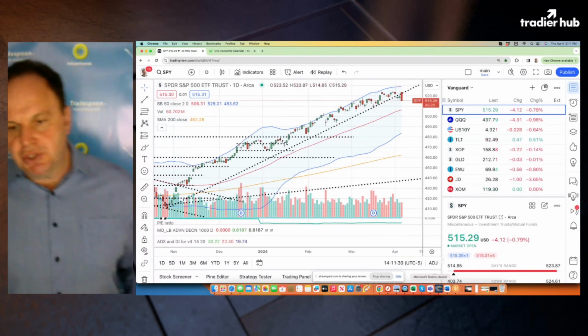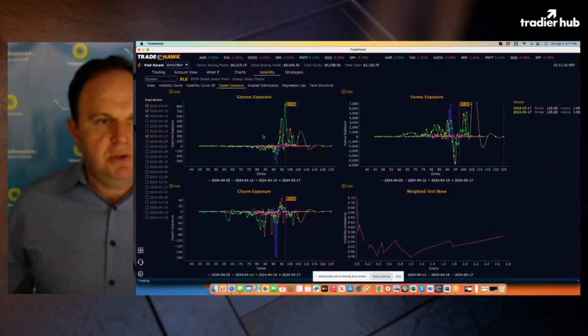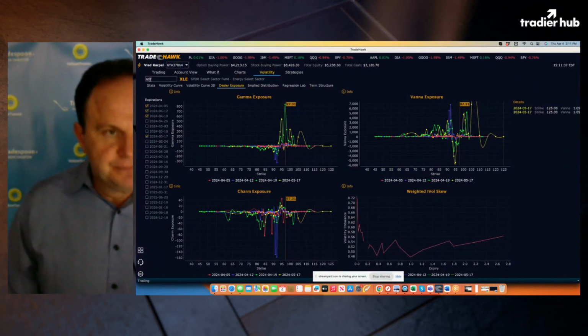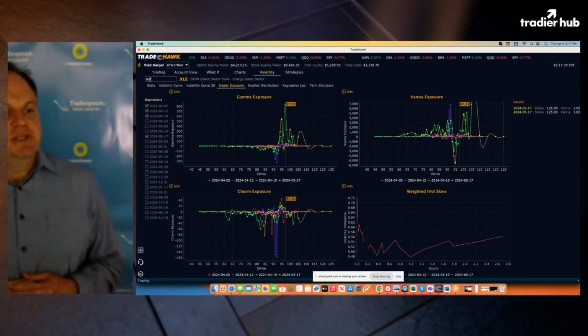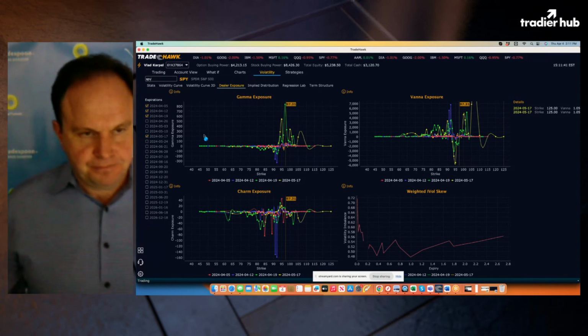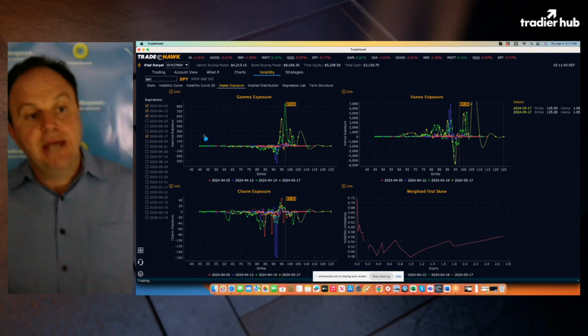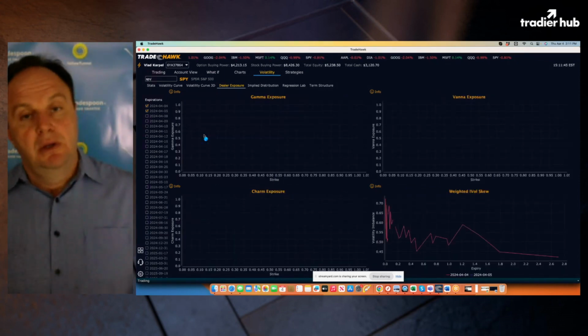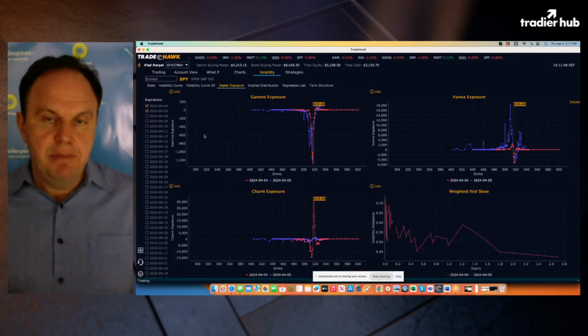Let's turn our attention to our friends at Tradier who build dealer exposure. We talked about dealer exposure, and let's look at the positioning in SPY as we approach unemployment data tomorrow, which could either cause the market to rally back up or the sell-off to accelerate.